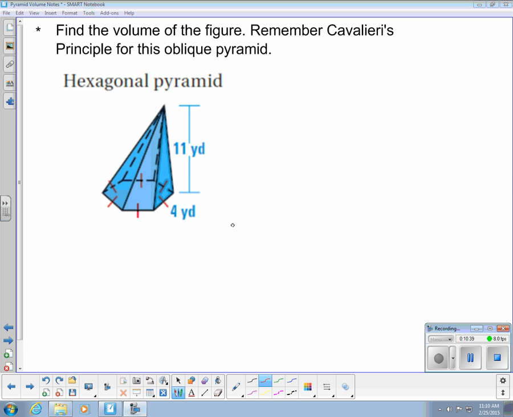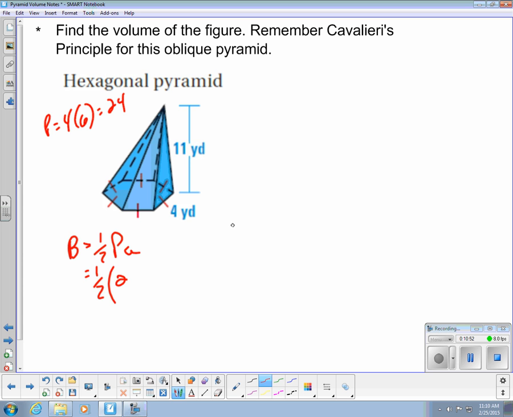So I think we need to first deal with our base, which is going to be equal to 1/2 PA. So that's 1/2. Our perimeter is going to be 4 times 6, which is 24. We know this is a hexagon, so we know that we have a 2 and a 2, and so then my apothem will be 2 square root of 3. So half of 2 is 1, so we end up with 24 square root of 3 is my big B.